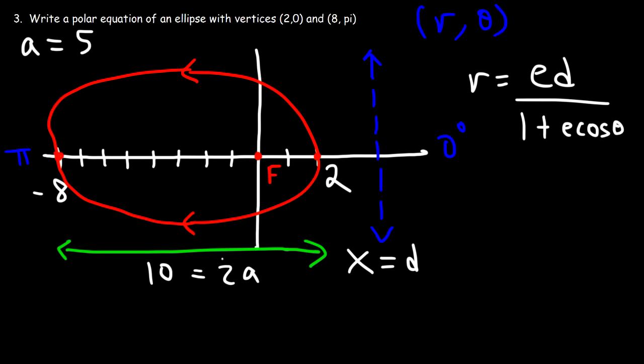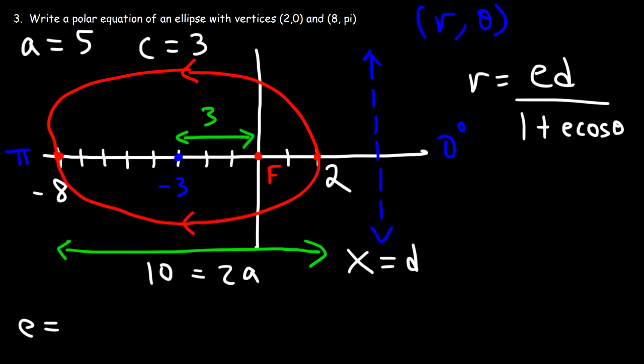Now what is C? First, we need to identify the center, and that's the midpoint between -8 and 2. -8 plus 2 is -6, divided by 2, so that's -3. The distance between the focus and the center is our C value, and so we could say that C is equal to 3.